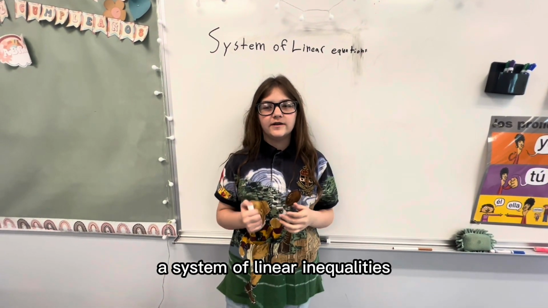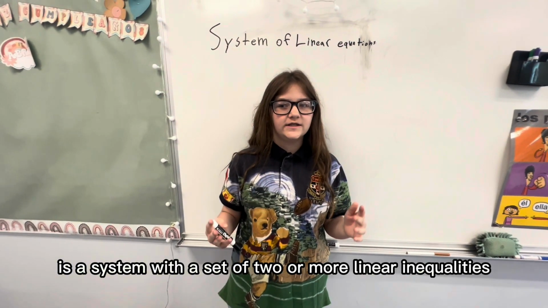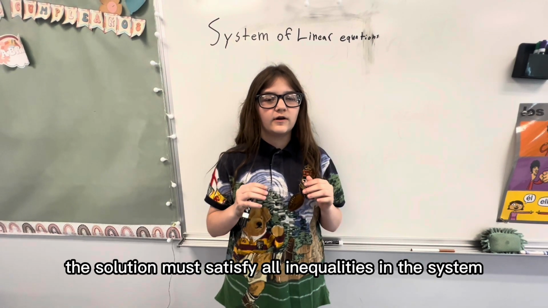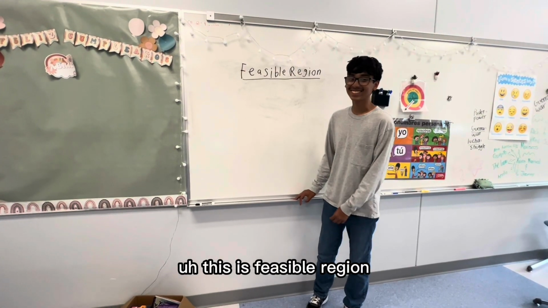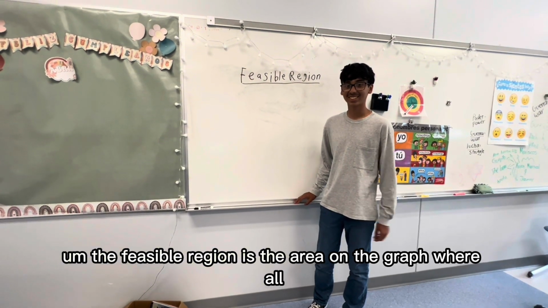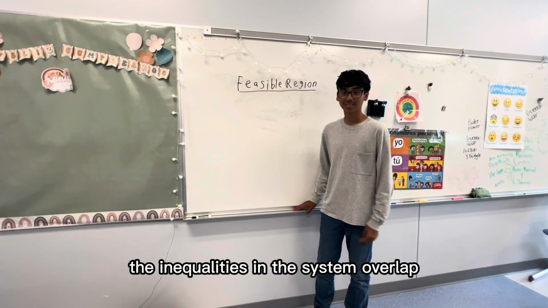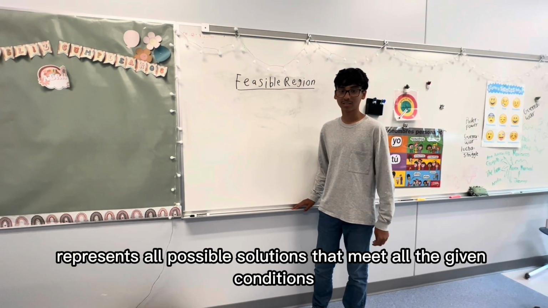The first definition we have is system of linear inequalities. A system of linear inequalities is a set of two or more linear inequalities that are considered together. The solution must satisfy all inequalities in the system. This is the feasible region. The feasible region is the area on the graph where all the inequalities in the system overlap. This region represents all possible solutions that meet all the given conditions.